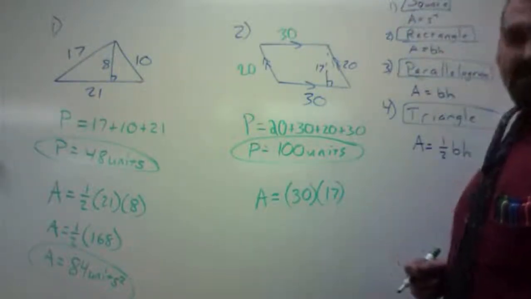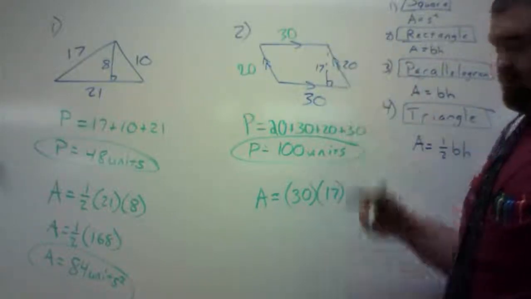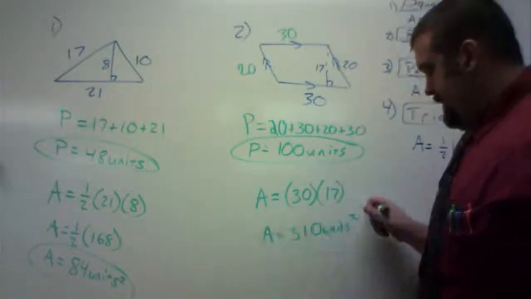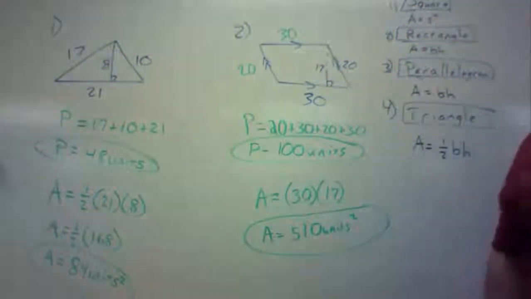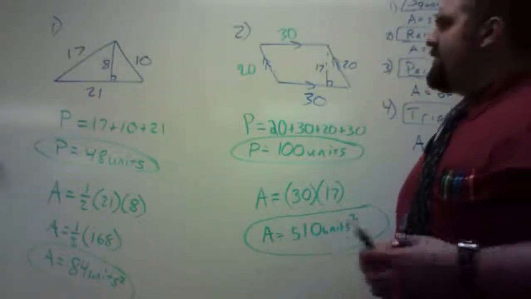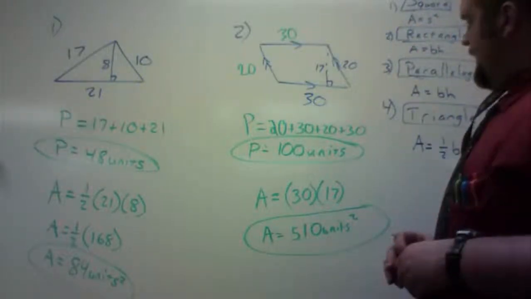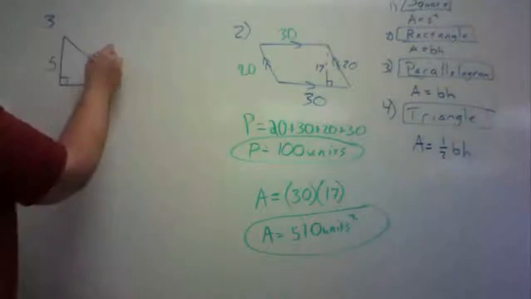The area for number 2 is base times height. So 30, the base, times the height, 17. And if done correctly in your multiplication step, you should have 510 units squared. So that's how to do the first two. I don't think there would have been much issue. We should be good to go. I got another one to do real quickly here.